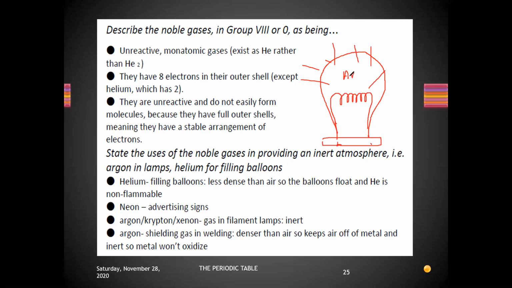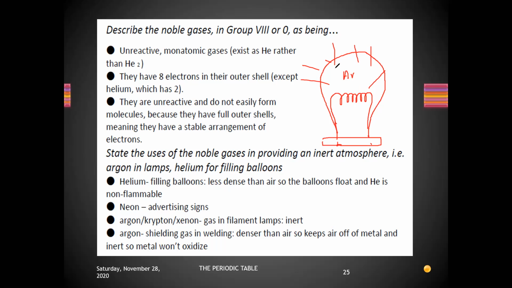If it was filled with air, not argon, air contains oxygen, and oxygen can react with this tungsten. It will reduce the strength of the tungsten. It will turn into tungsten oxide, which reduces the strength of this tungsten, and the filament will break or melt easily. That's why we don't fill this filament lamp with air, we fill it with argon.